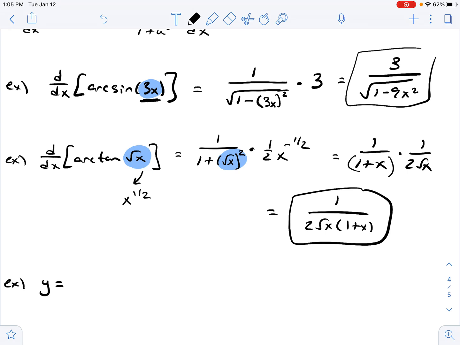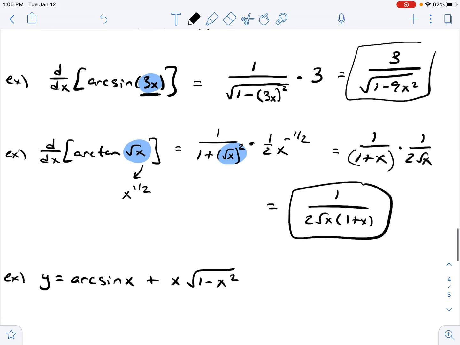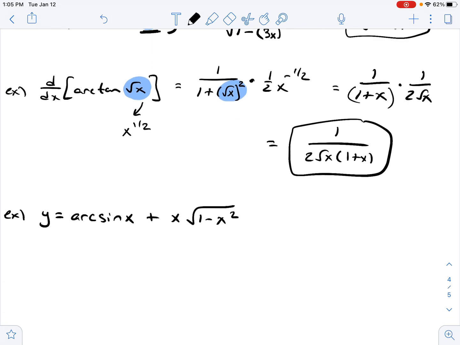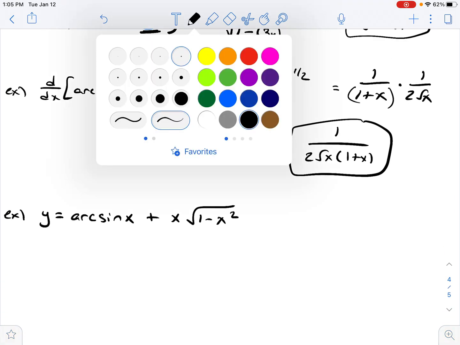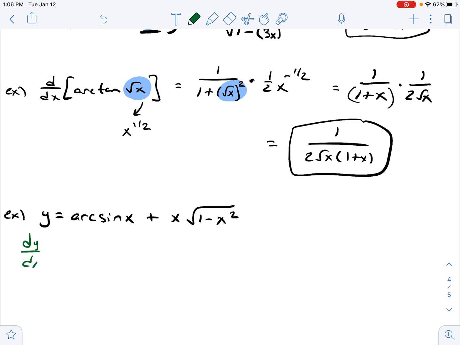Okay, and let's try one more here. Let's suppose y equals the arc sine of x plus x times the square root of 1 minus x squared, and we're going to find dy/dx, okay? So a little more involved. Here goes. dy/dx equals, okay, derivative of arc sine, 1 over radical 1 minus x squared. That's just a plain x. No need for the chain rule, okay?